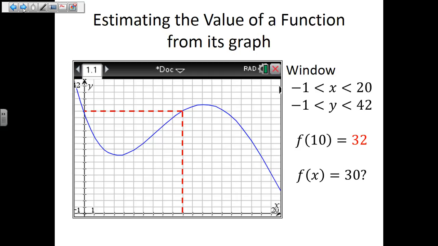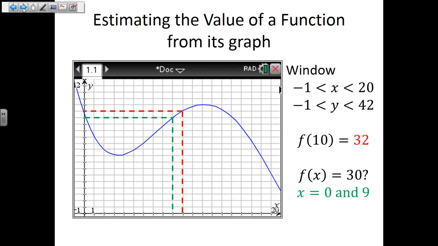So basically, how high do I have to go at 10 to reach the function? It turns out that if you count by twos, because that's the way this graph is laid out, f of 10 is equal to 32. Now let's try to answer the question, what's the x value when my function is equal to 30? In this case, I have to start at the y-axis. So I go find 30 on my y-axis and go over to find my x-axis.